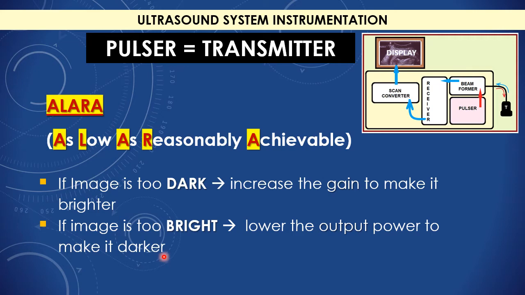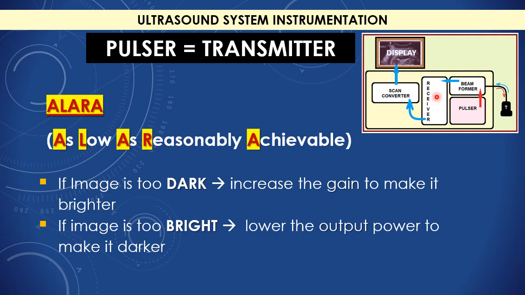So what is the ALARA principle? As we mentioned earlier, this is as low as reasonably achievable. Okay, in short, if you have an image that is dark and you want to make it bright, don't touch the output power. Go for the gain. Why? Because the gain, if you increase it, is actually working here in the receiver. I'm going from this point to the display. I'm not touching the patient. I will get the display brighter, but again, the patient is not touched. And this is why in a dark image, if I want to make it brighter, I go by increasing the overall gain.